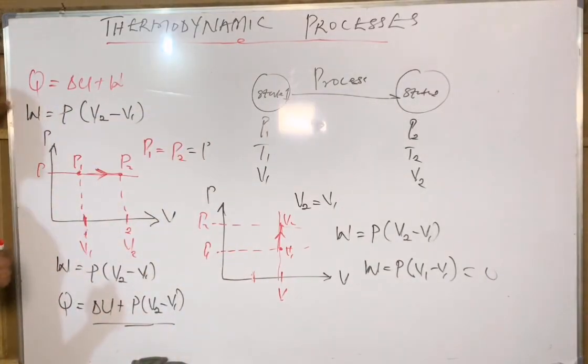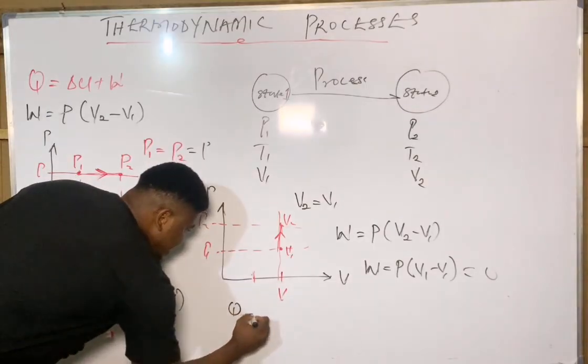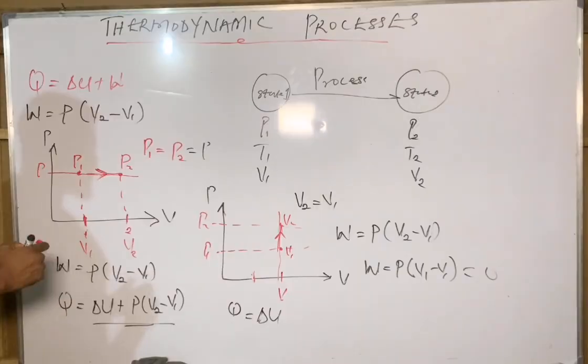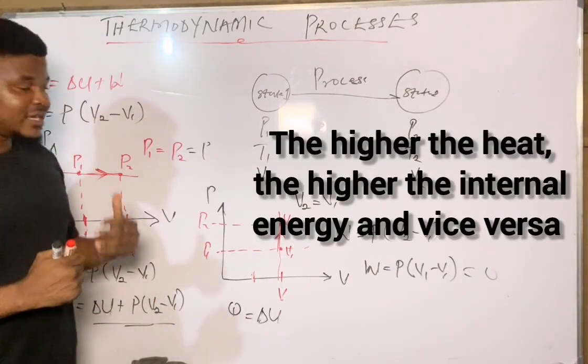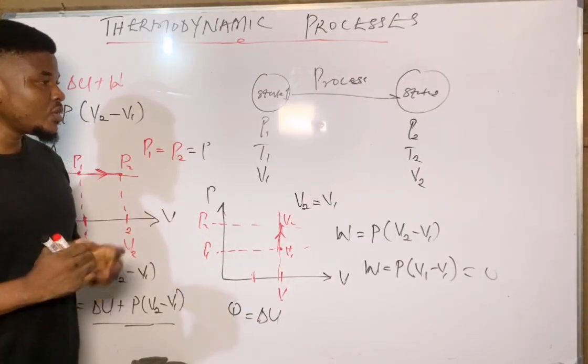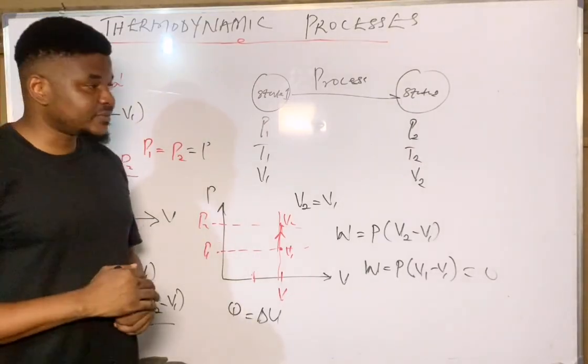And if you plug that into the first law of thermodynamics, you now find that the heat supplied at constant volume is simply equal to the change in internal energy. So the higher the heat, the higher the internal energy, and vice versa. Okay, so next we'll talk about the isothermal process.